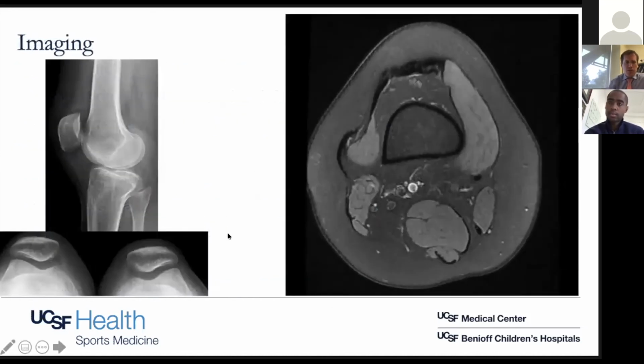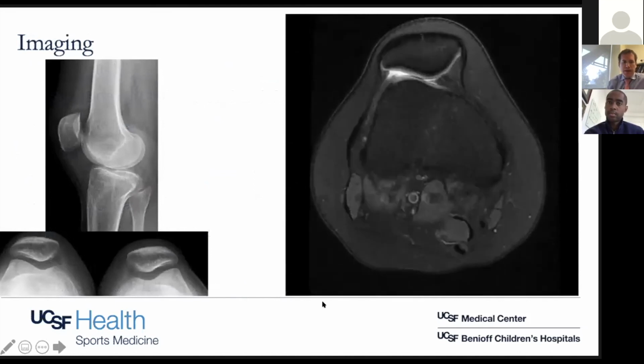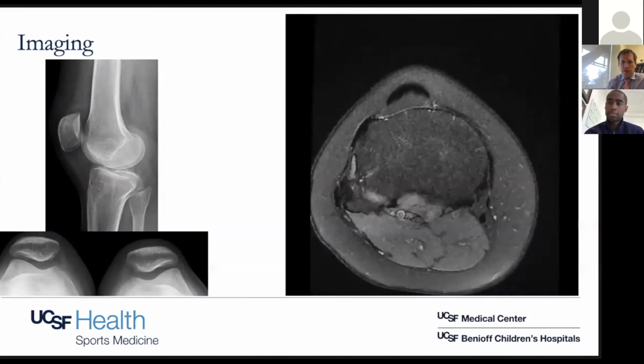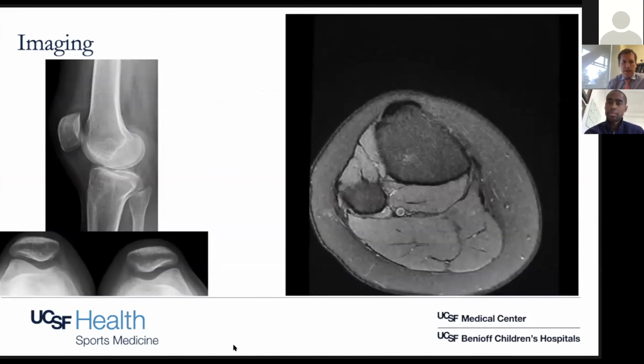So this is her imaging, and it's a dysplastic trochlea on the right side, and then just to go through, her CDI is 1.24, TTTG is 16, and then her TT-PCL is 25, so above normal there.